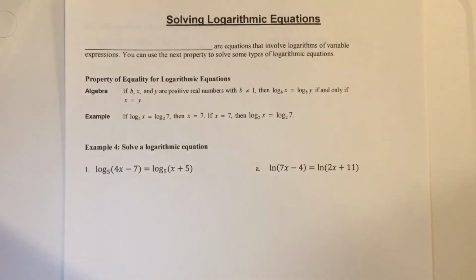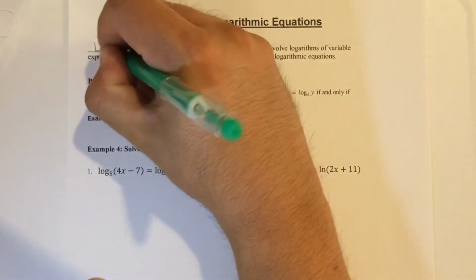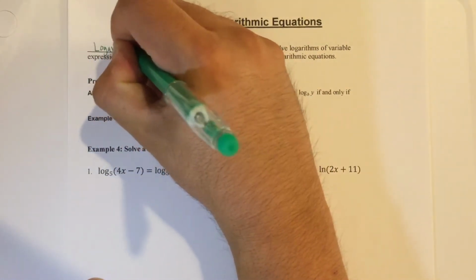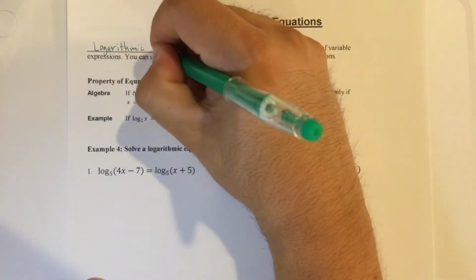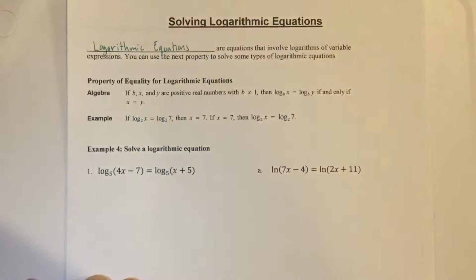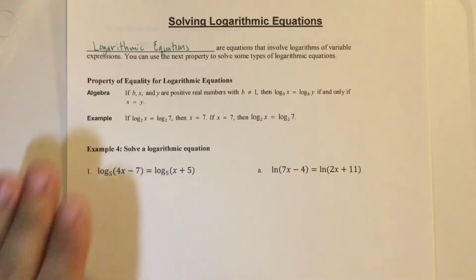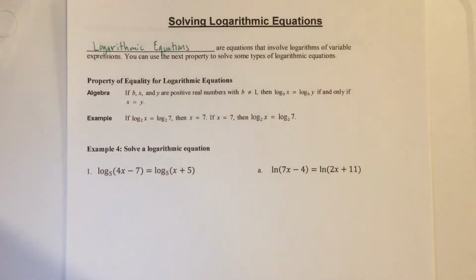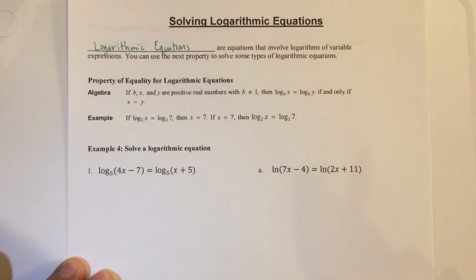Okay, so the notes for solving logarithmic equations. Logarithmic equations are equations that involve logarithms of variable expressions. You can use the next property to solve some types of logarithmic equations. So the property of equality for logarithmic equations is very similar to the exponential one.